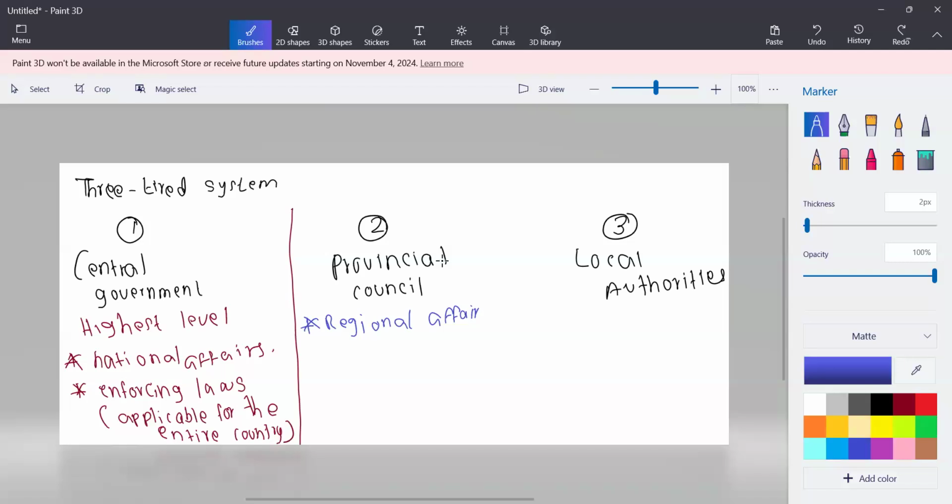There are 9 provinces. Our country is divided into 9 provinces. Each and every province has its own council, its own provincial council, and they handle all the local matters within that province. That is the provincial council. Very easy, right?